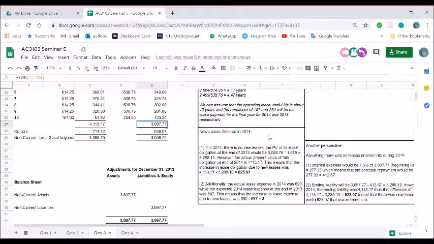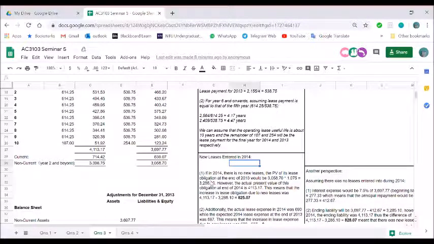And now we'll be looking at the new leases entered in 2014. So this explanation will be for part B as well. So basically we can look at it in two ways, one here and another perspective here. So firstly, if in 2014 there are no new leases, then we can find that the present value of its lease obligation would be 3058.7 multiplied by the 1.075, which is the 1 plus interest rate, to give us a value of 3288.10.